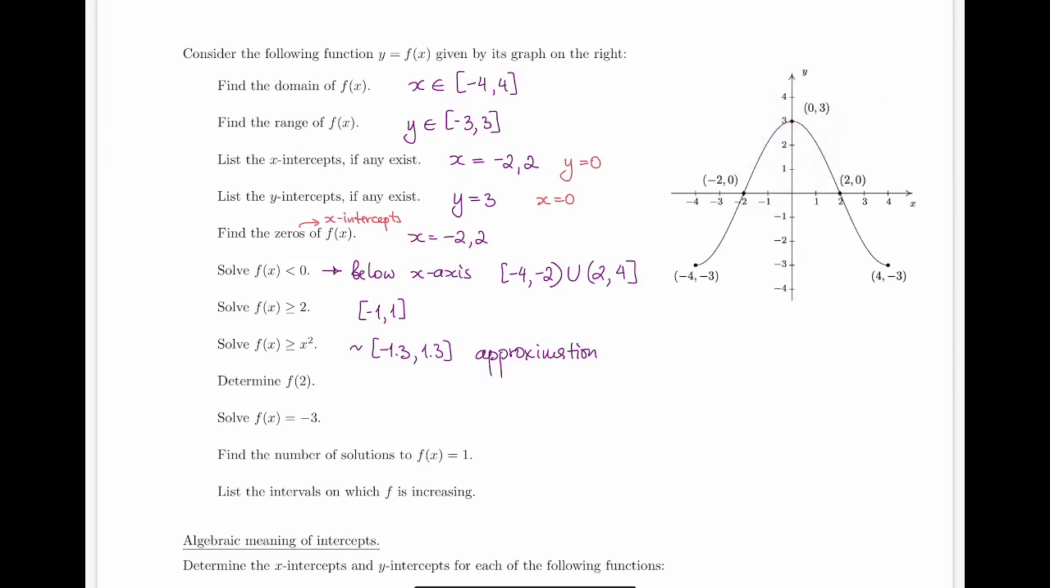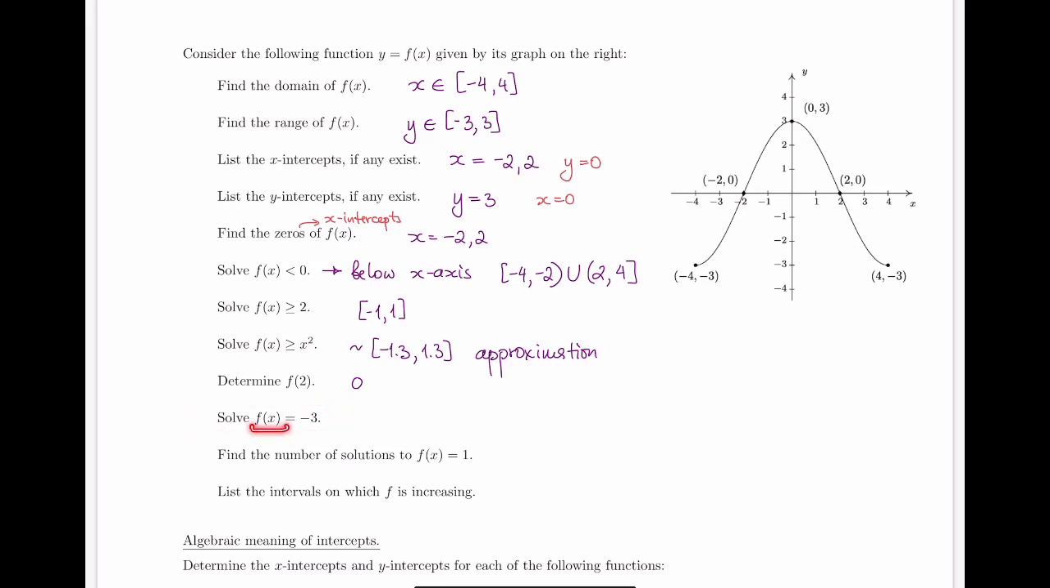Okay, moving right along. Next one, we have determine f of 2. f of 2 means the function value at x equals 2. So this point right here, its y value, is 0. And then we're asked to solve f of x equals -3.